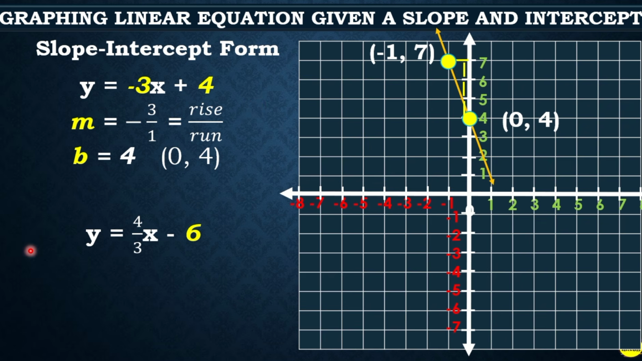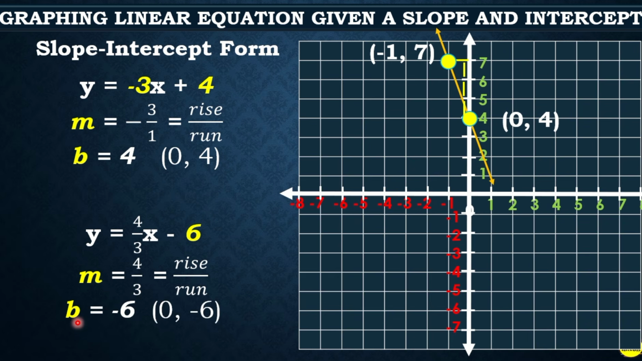Another example. So, I have here y equals 4/3 x minus 6. Okay. So, since nakaayos na siya into slope-intercept form, madali nating makikita ang m at ang b. So, our m is 4/3. This is your rise. This is your run. Your y-intercept or yung b mo is negative 6. Bakit negative 6? Kasi ayan po, minus siya, diba? So, therefore, that is (0, -6). Bakit natin siya ginagawang ganito? Para ma-plot natin. So, we will plot (0, -6).